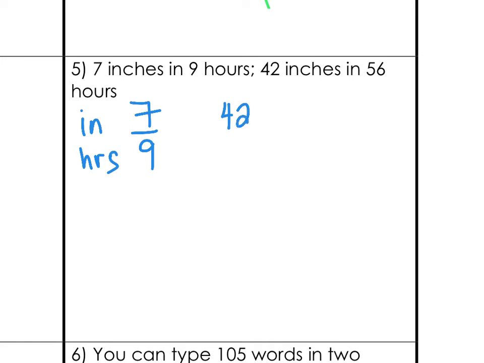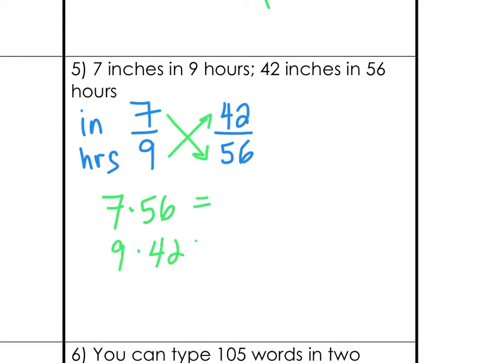Okay, make sure your inches are both on top and your hours are on the bottom. And then you do cross products. Or you can do decimals, I don't care, but I'm doing cross products because it's easier for me. That's how my brain works.